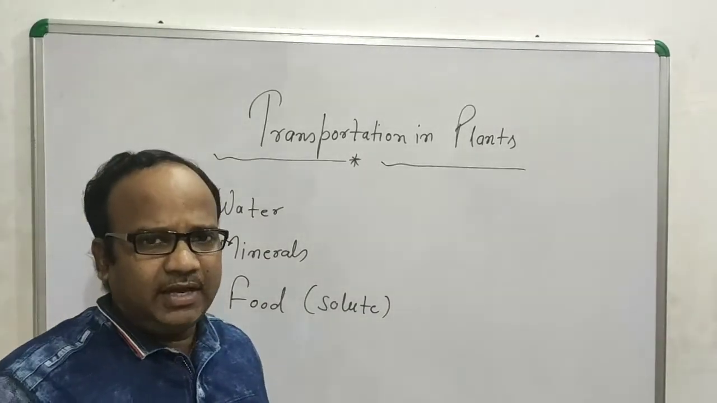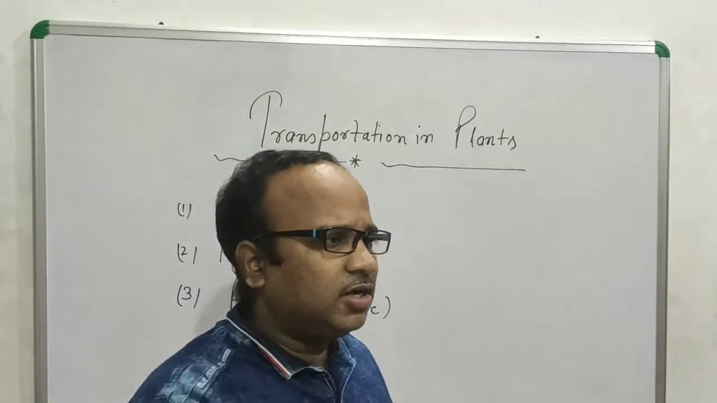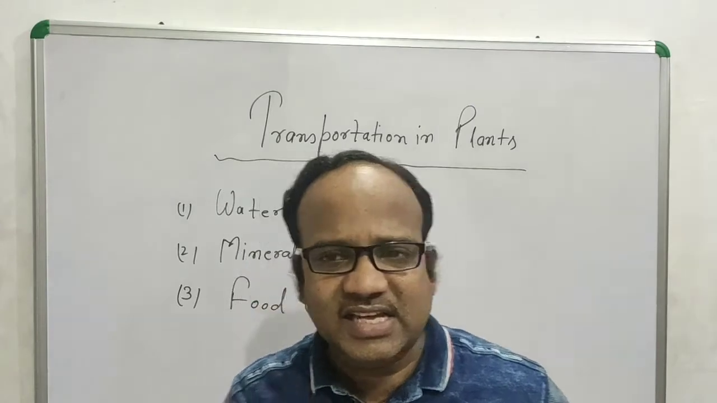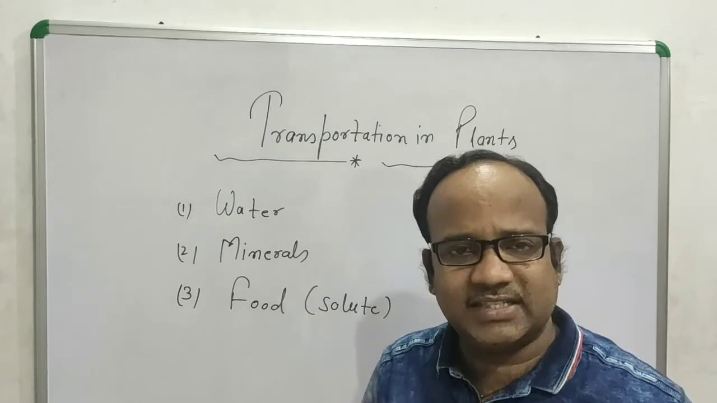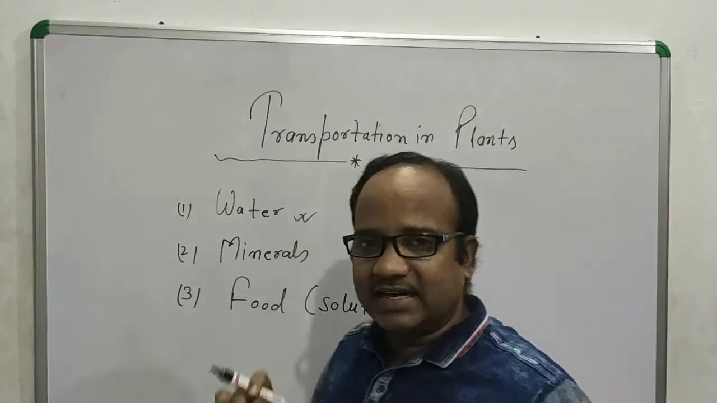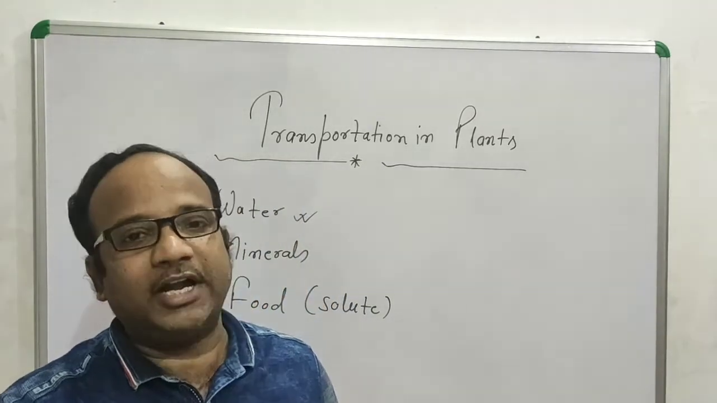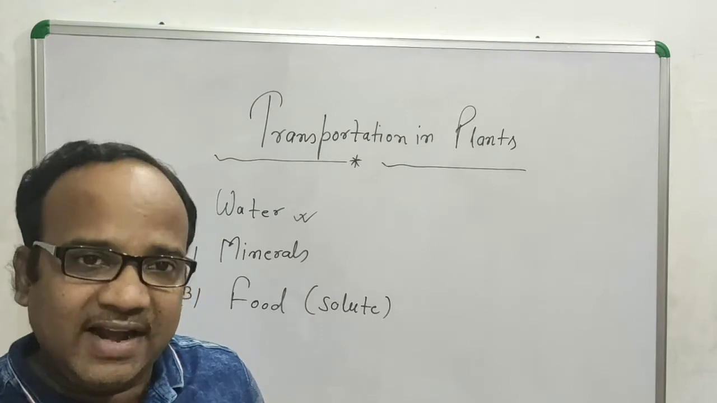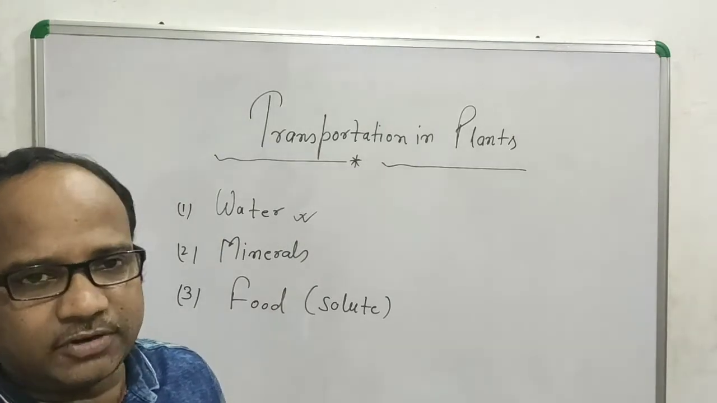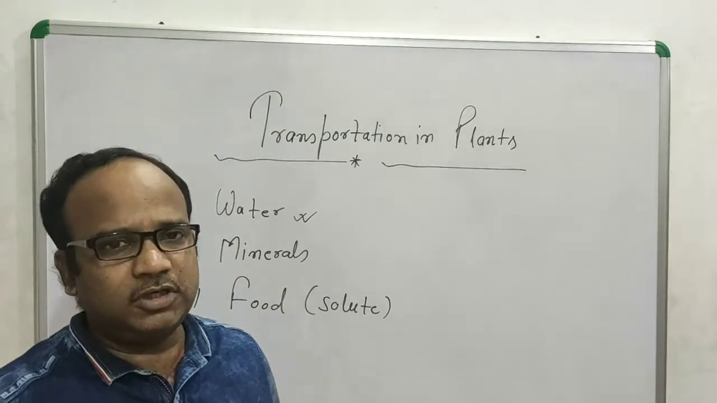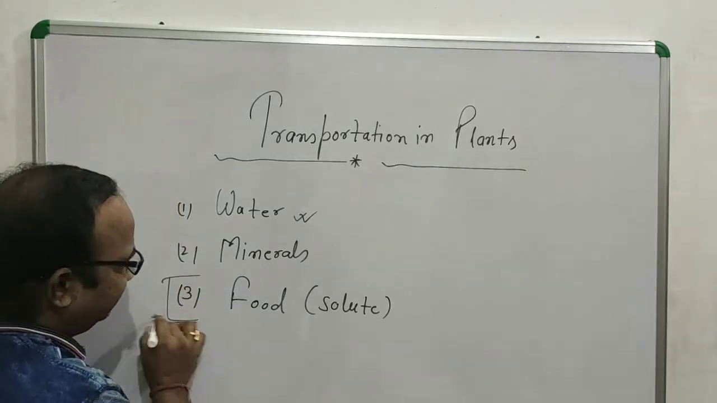Now, the next thing coming to mind is, from which location to which particular location are these three materials being transferred in the plants? So students, water is being transported by root hairs from the soil to the different parts of the body. And simultaneously, minerals are also being transported from the soil by means of roots to the different parts of the plant. But what happens to food?